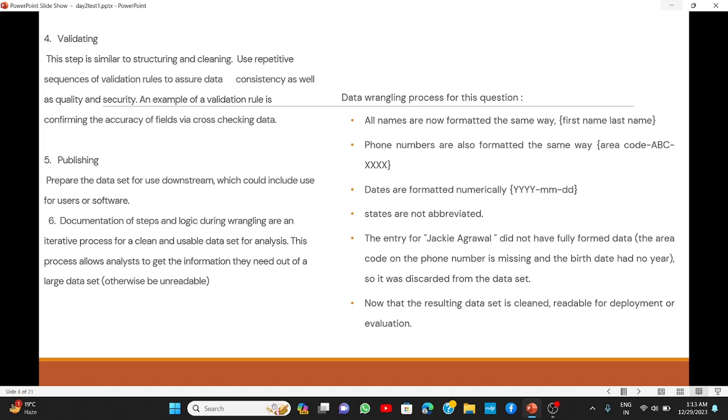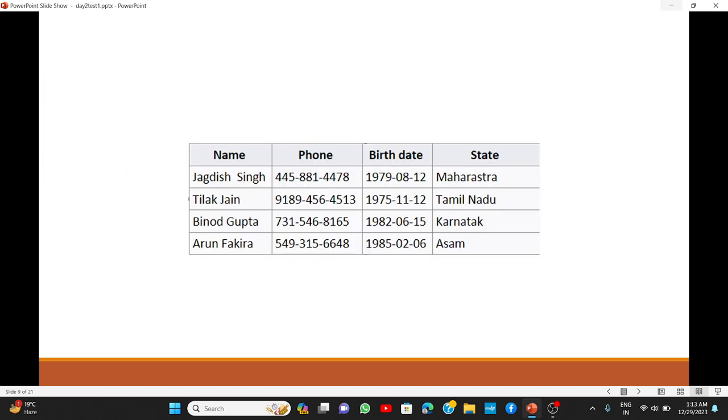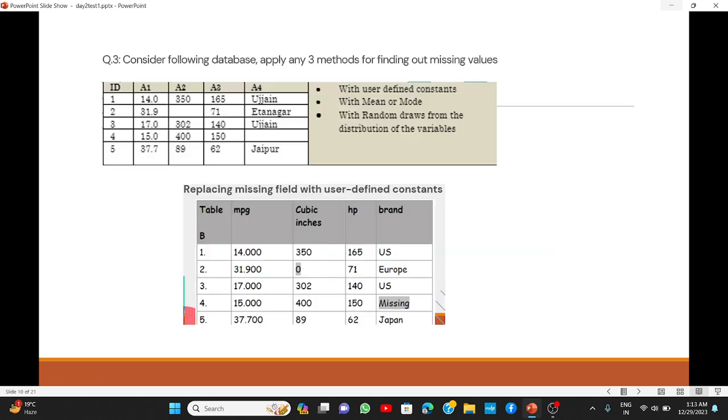First, all names are now formatted the same way, first name and last name. Phone numbers are also formatted the same way, area code ABC and XXX. Dates are formatted numerically, YYYY, MM, DD. States are not abbreviated. The entry for J.K. Agrawal did not have fully formed data. The area code on the phone number is missing and the birth date had no year, so it was discarded from the data set. Now the resulting data set is cleaned and readable for deployment or evaluation. This is the final table.